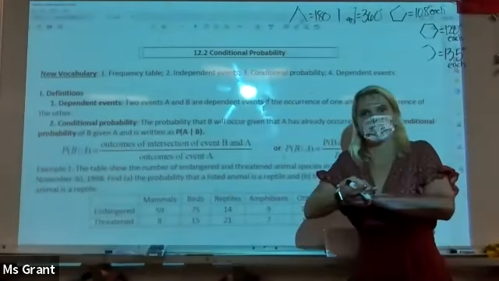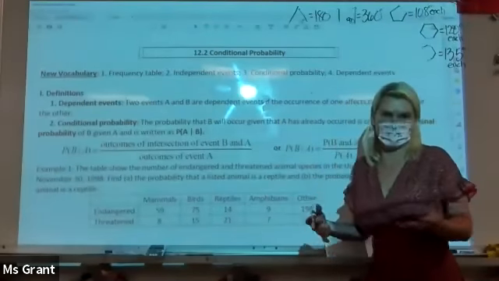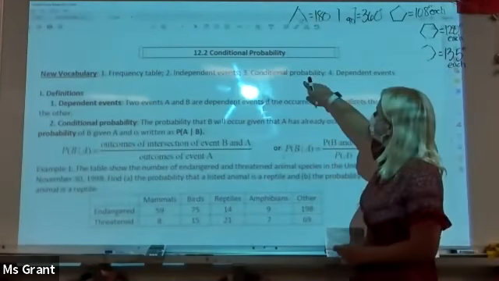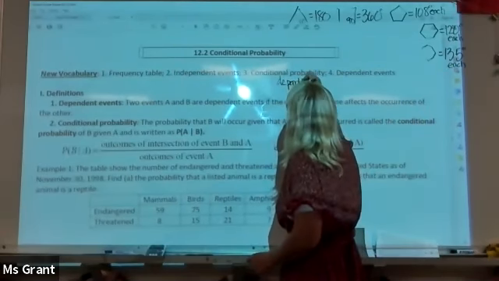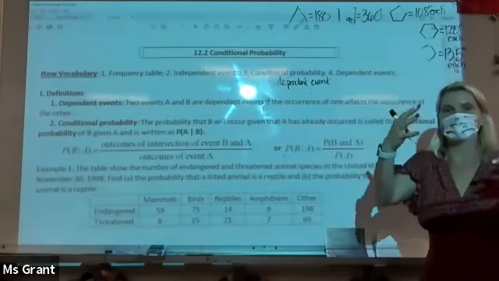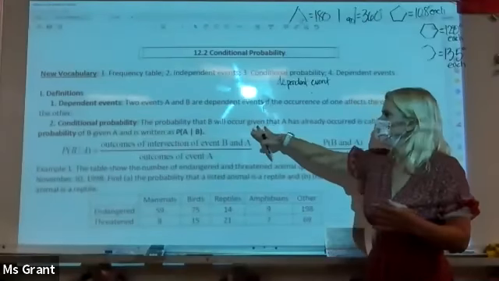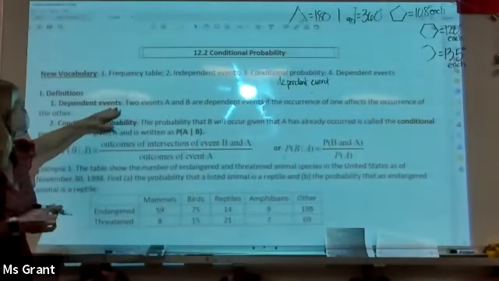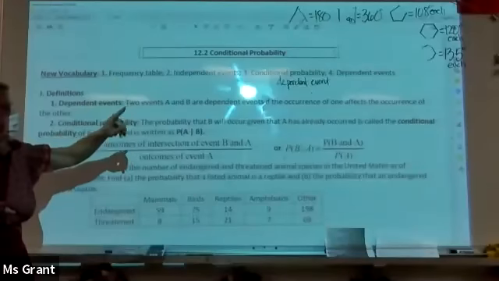Independent events are two events that occur separately from each other, where one can happen without the other happening. Conditional probability is a dependent event. Dependent events means that one thing can't happen without the other, and that's part of conditional probability. Two events occur and one affects the other.